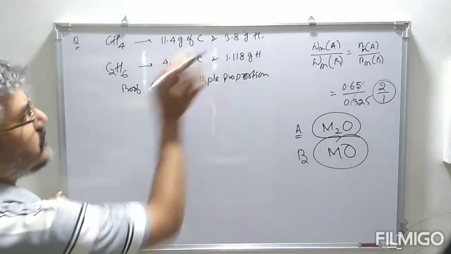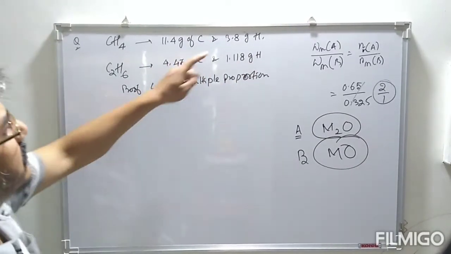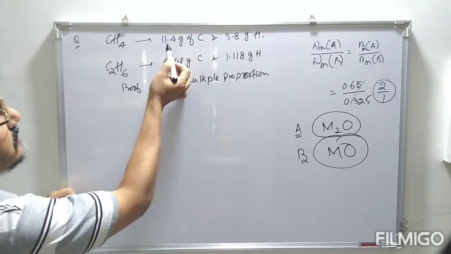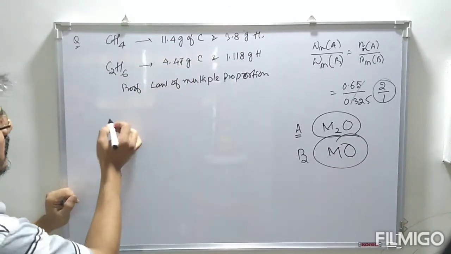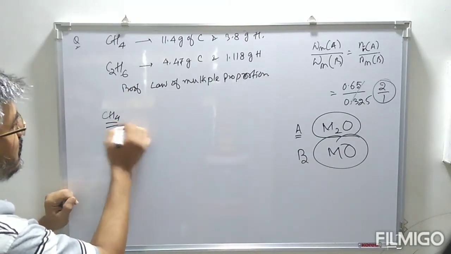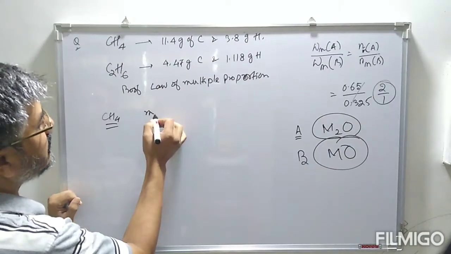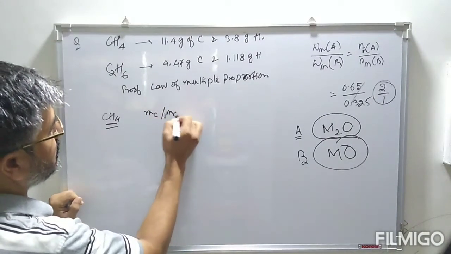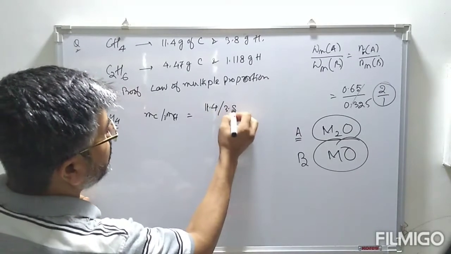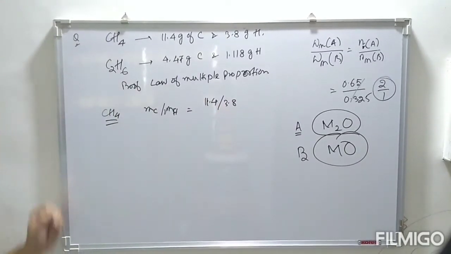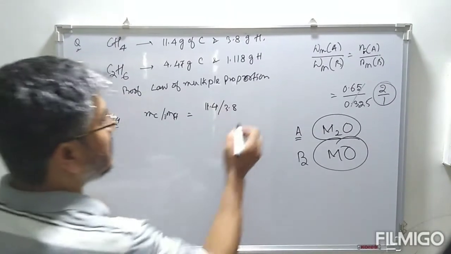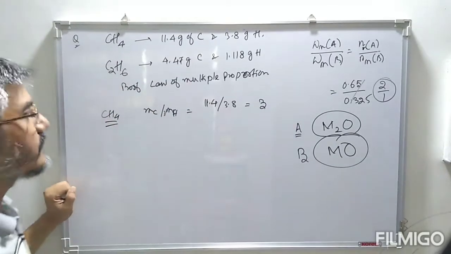Now, take this methane and ethane. So we have carbon-hydrogen ratio. That means, keeping the mass of hydrogen fixed, we'll find the mass of carbon. So 3.8 gram of hydrogen requires 11.4 gram of carbon. So for this CH4, mass ratio of carbon and hydrogen comes out to be 11.4 divided by 3.8. So this comes out to be 3.